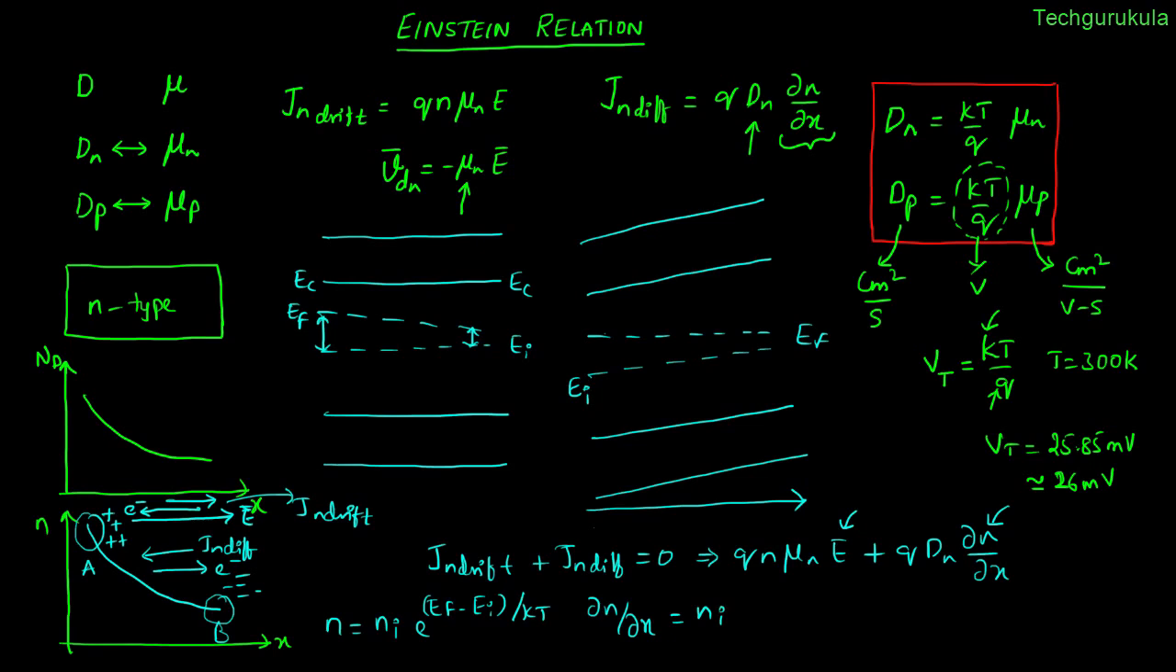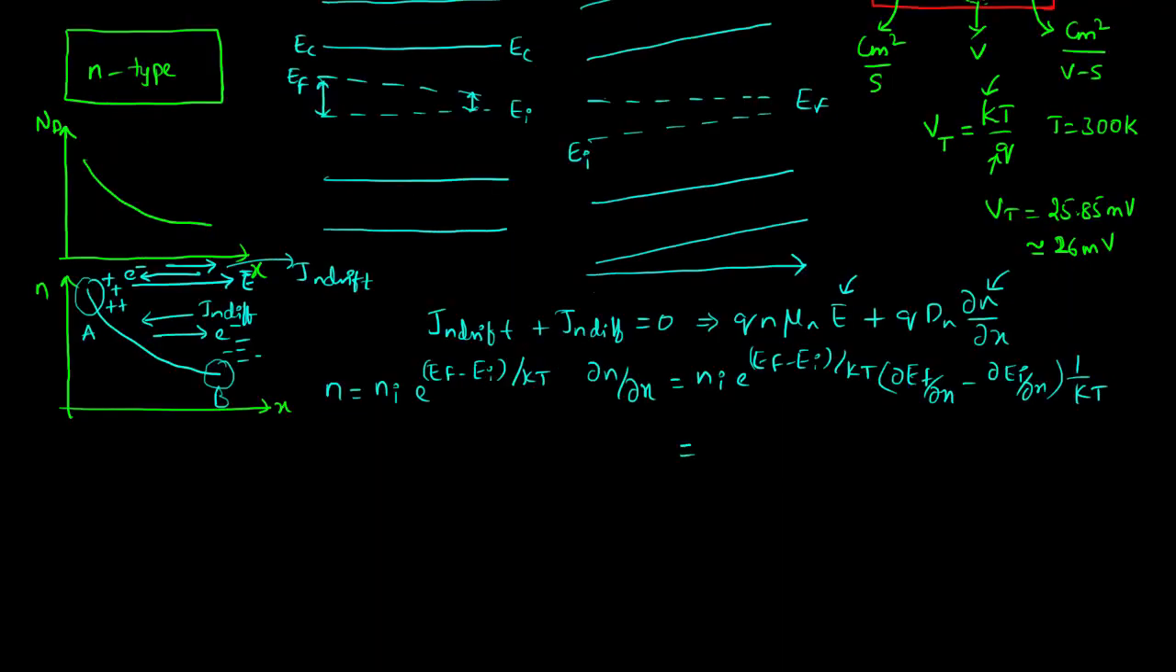So now let me write this. It would be equal to Ni times e power (Ef minus Ei) over kT times [del Ef over del x minus del Ei over del x] times 1 over kT. Now this del n by del x can be written as, this whole thing is nothing but n, times, we know dEf over dx is 0. So this would become minus n times del Ei over del x times 1 by kT. I'm writing it here. So this is del n over del x.